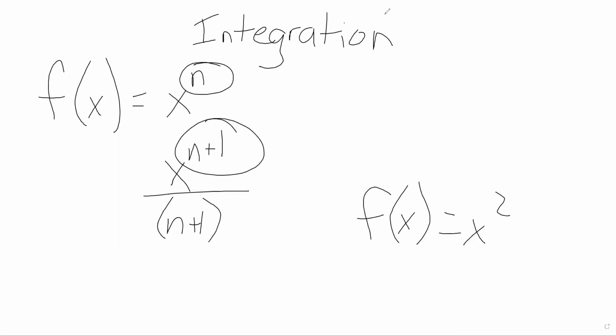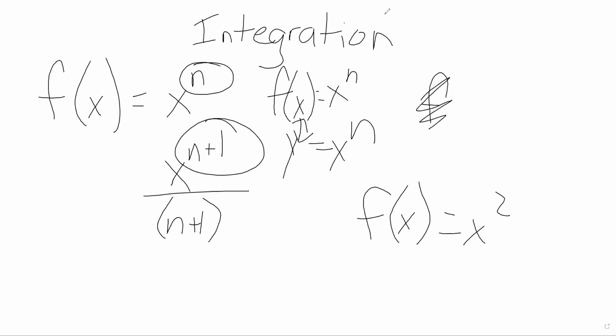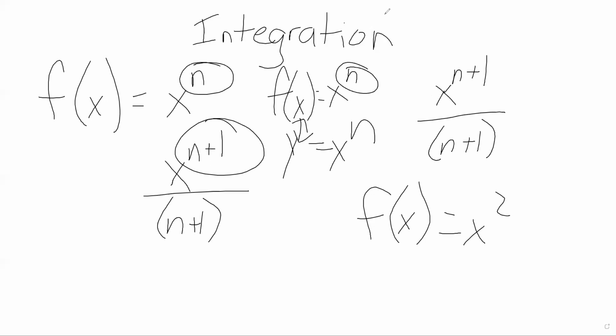So just to see that again, you have x to the n. That's your normal f of x expression. You could also say y equals x to the n, because f of x and y are the same thing. If you're trying to integrate f of x equals x to the n, you end up with x to the n plus 1 over n plus 1. So you're adding 1 to the exponent, and then whatever that value for the exponent is, you're dividing by it.